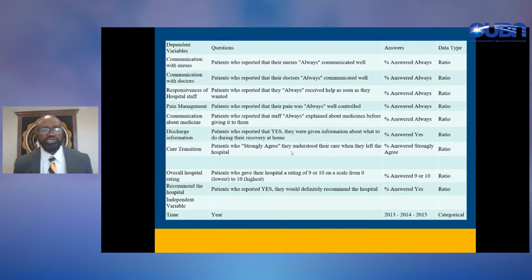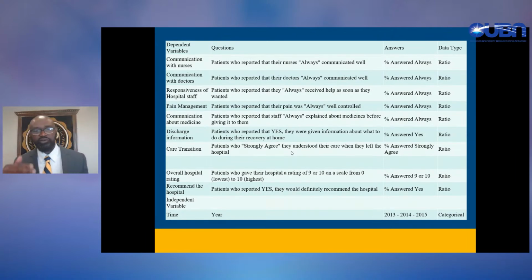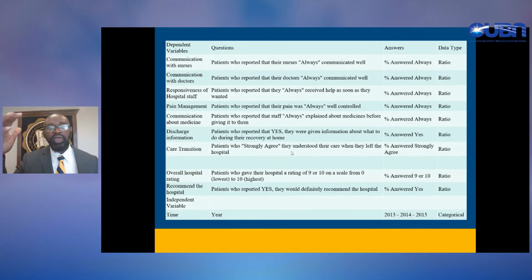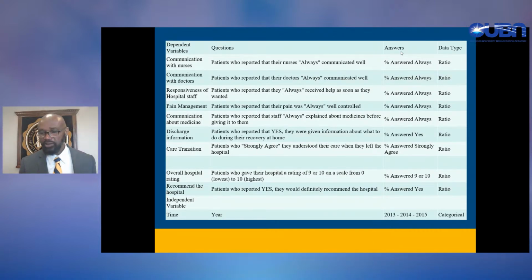So I added this table just to give you a better understanding of what I did. So for instance, communication with nurses, I took the top box questions. Top box question means the most positive answers from the patient. So I didn't go through always, sometimes, never, no. I took the most positive top box and used that for this study, okay? So if you can see there, it says answer always and ratio. So their percentage, they fall within the conditions, the assumptions, for this type of study.